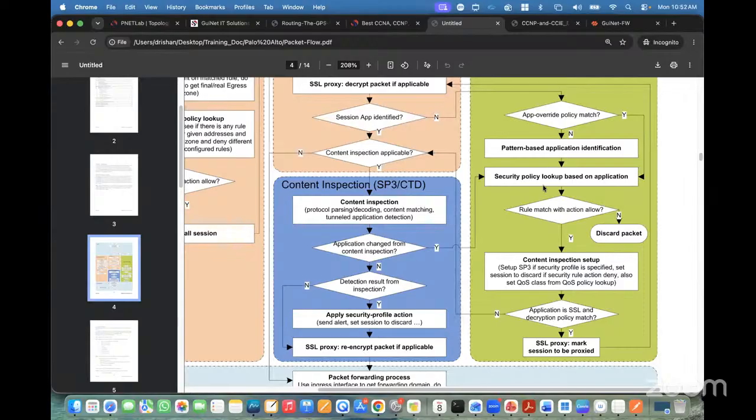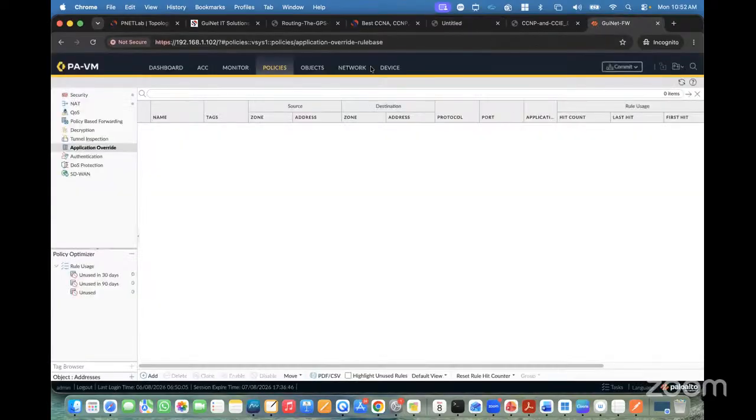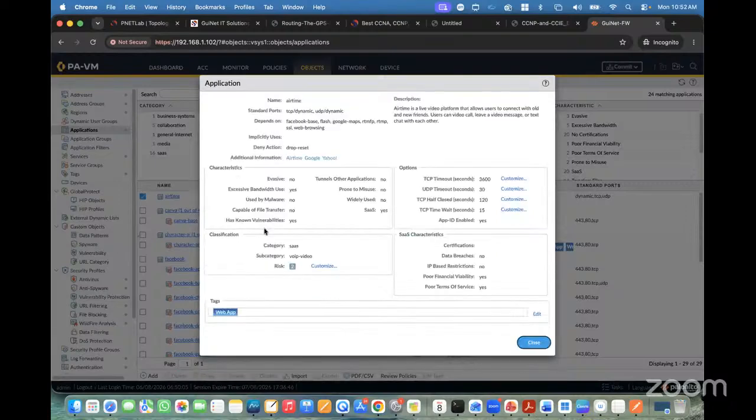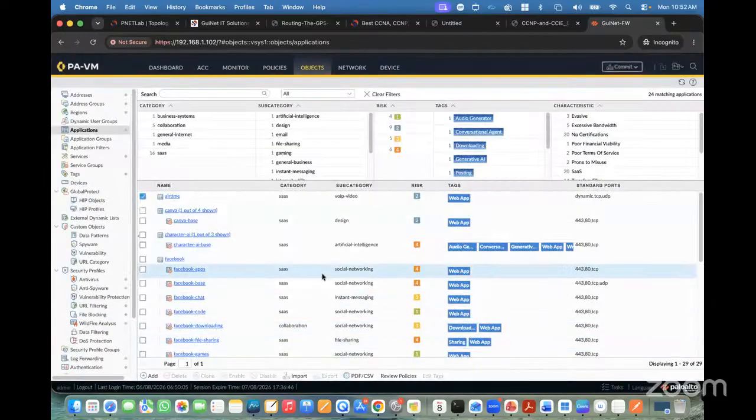In Palo Alto, let's suppose an application does not match in their database, and you also do not have a bypass policy for that application. Then they are going to check the application identification based on the pattern, based on their signature. Every application has predefined signatures. If we go here, let's suppose this application. Every application has signatures, right? You can see whether it takes excessive bandwidth or not, and a lot of information, such as the TCP timeout value and the standard port it uses. So they have this in their database.